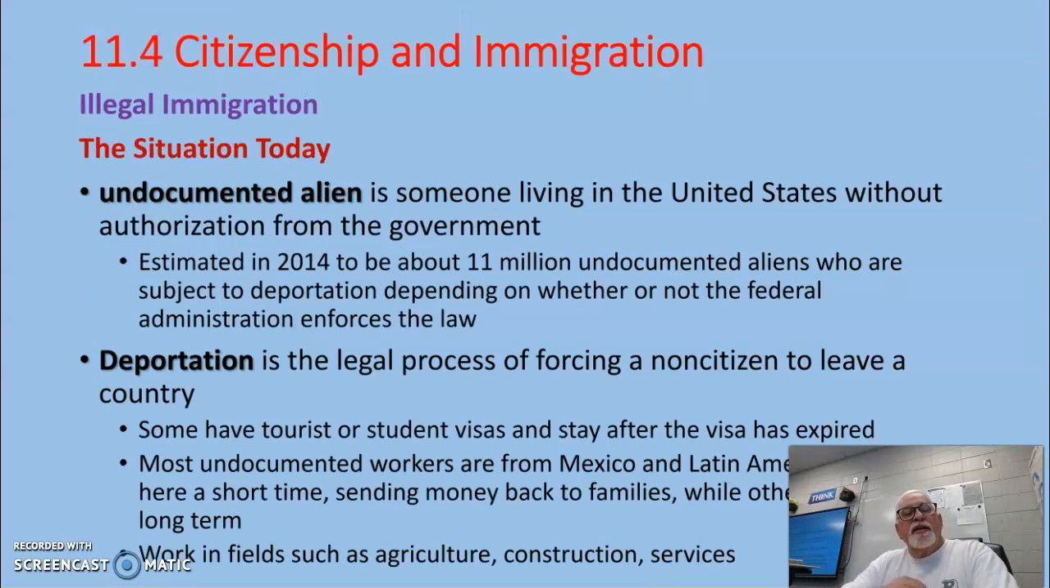Situation today, an undocumented alien is someone living in the United States without authorization from the government. It's estimated in 2014 that we had about 11 million undocumented aliens living here in America, out of a population of roughly 330 million. And deportation is the legal process of forcing a non-citizen to leave the country. Some people come, they have tourist visas, and they decide to stay after their visa has expired. Some cross the border illegally from Mexico, and most of those people are hardworking. They stay here for a time to send money back to their families. And they work in fields such as agriculture, construction, and things like that.